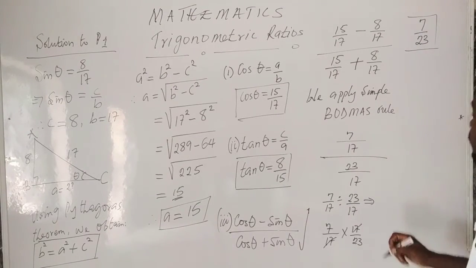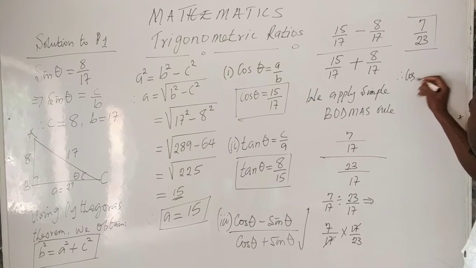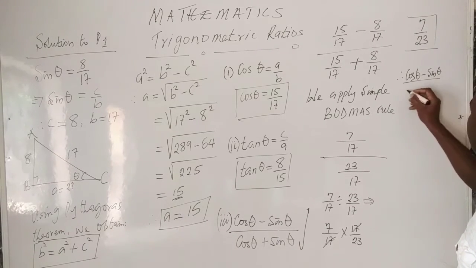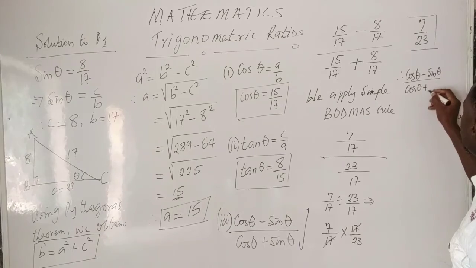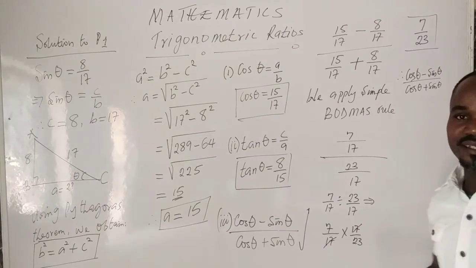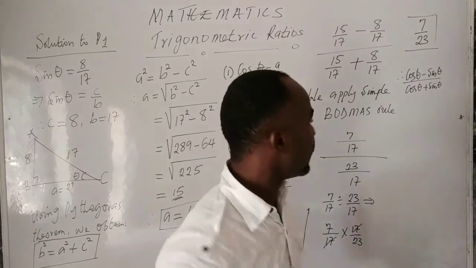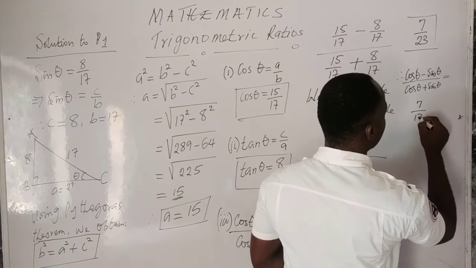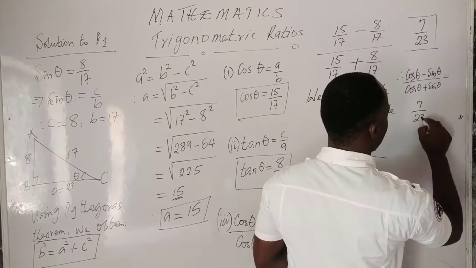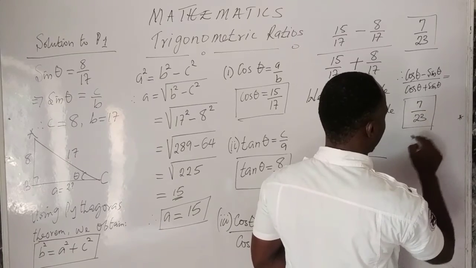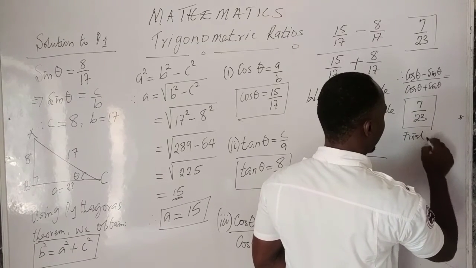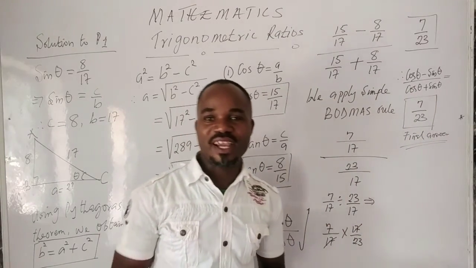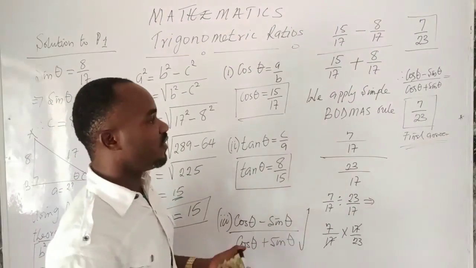So it means, therefore, that cos theta minus sin theta over cos theta plus sin theta all boils down to 7 all over 23. So that is it. Final answer to that. That is the final stage in resolving this.